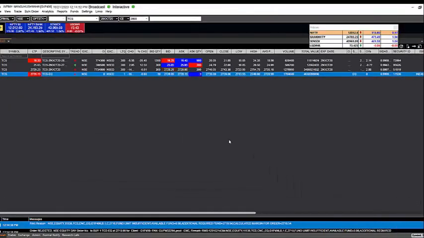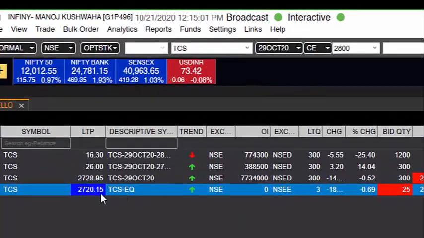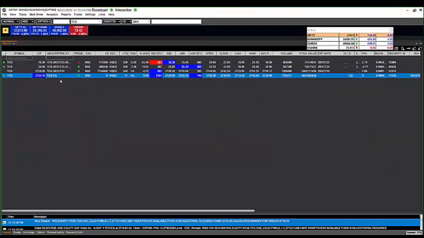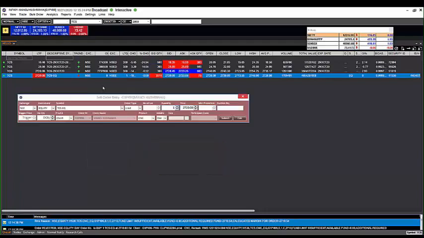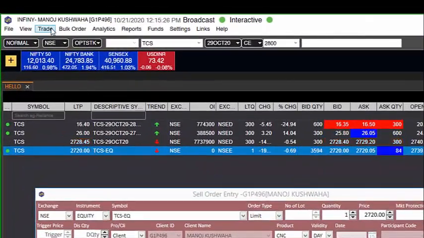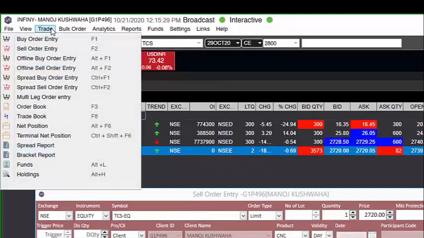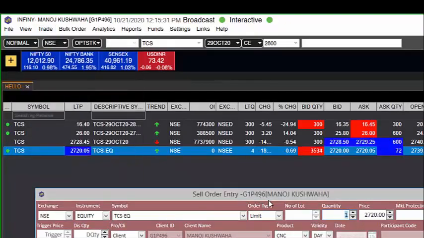Now you would like to place a sell limit order. For sell limit order, the condition was the limit price should be higher than the current market price. In this case, the price which is running in the market is 2720. Now to place a sell limit order, what you need to do is press F2 or the minus button. Additionally, you can go here to the trade option and select sell order entry to open the sell order entry window.